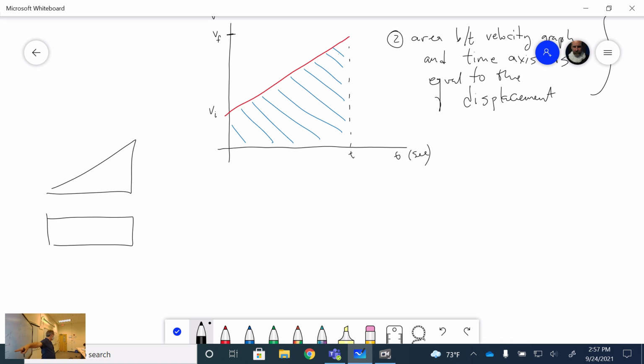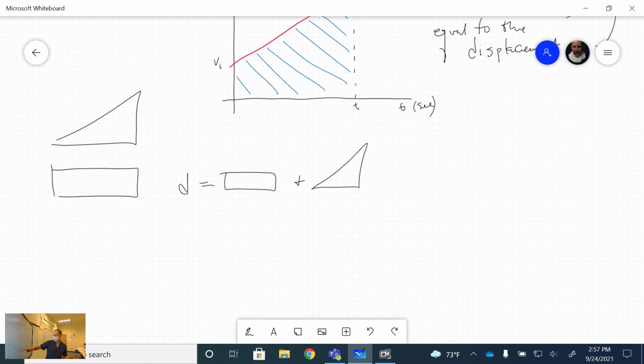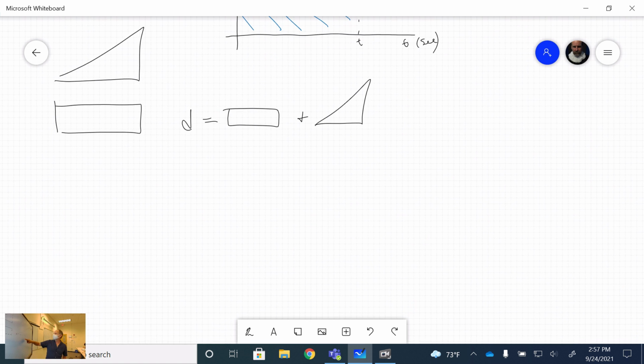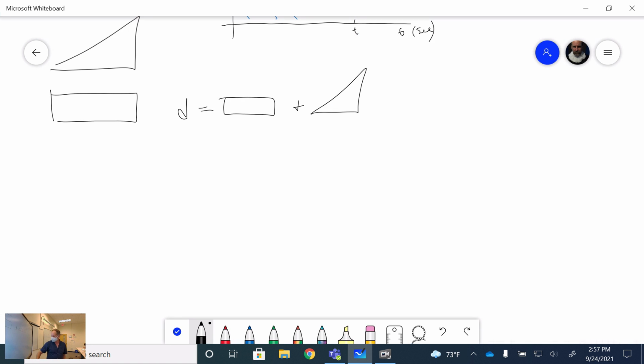So this is the top triangle plus lower rectangle. So I'm going to say D is equal to rectangle plus triangle. This is probably not how your math teacher says equations are supposed to be written, and I apologize in advance for any trauma this causes. What's the rectangle? Vi times t. So D is equal to Vi times t.